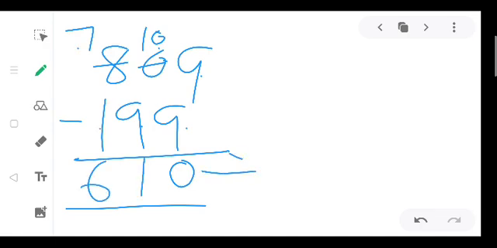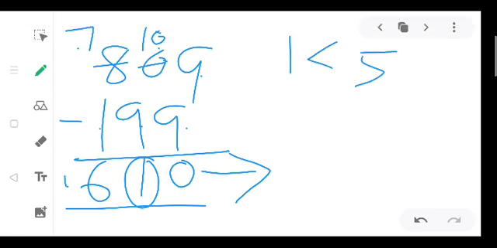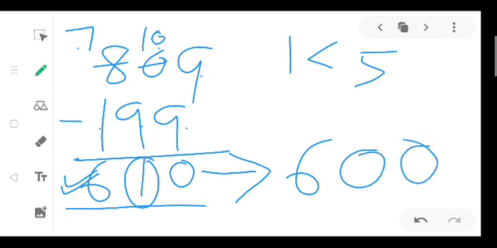Now we will round off it to the nearest 100. We will check its tens place digit and compare it with 5. 1 is less than 5, so the 100 place value will remain the same. And 610 will round off to the smaller 100. So it will round off to 600, not 700. Clear?